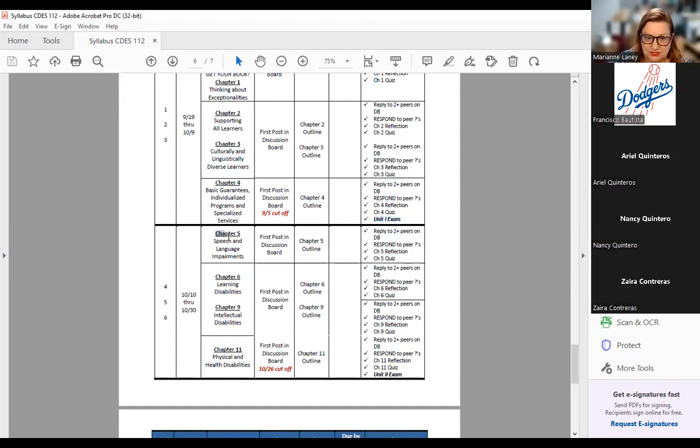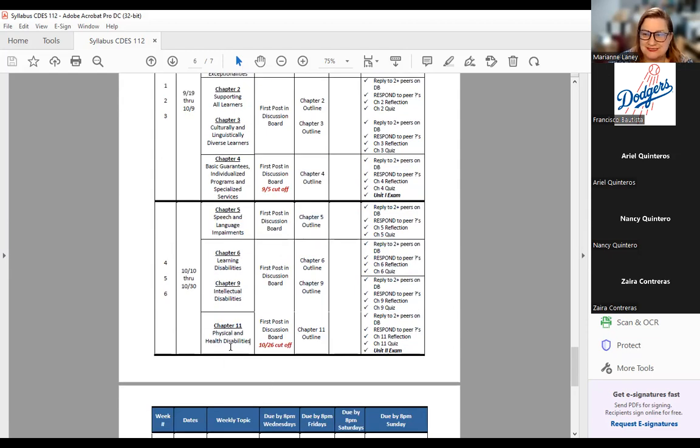We have unit 2, which is speech and language impairments, learning disabilities, intellectual disabilities, and health disabilities. Now, note, I do go out of order. Why would we put physical and health disabilities towards the back? Speech and language is very common. You're going to see this in very young children. Little babies who don't know how to read. We don't know if they have a learning disability yet, but they might have a speech and language impairment, right?